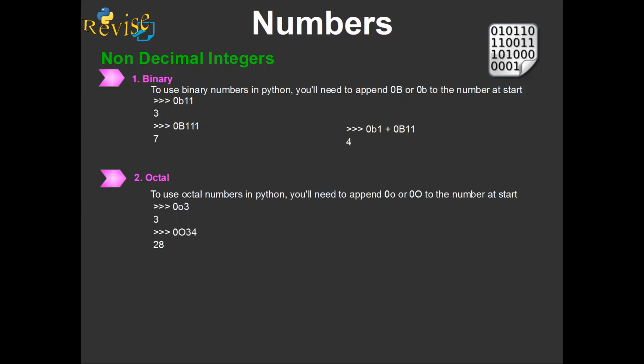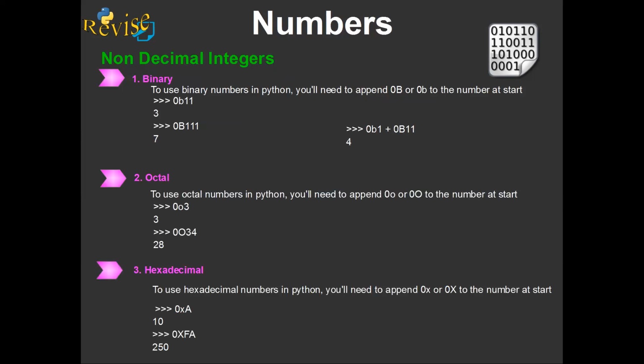In the same way you have octal: you prepend 0o or 0O in front of a number, and Python considers it octal. In the same way you can have hexadecimal numbers: 0x or 0X at the start of the number, and Python considers it a hexadecimal number. Or you can use the bin, oct, or hex functions to convert an integer into binary, octal, or hexadecimal respectively.